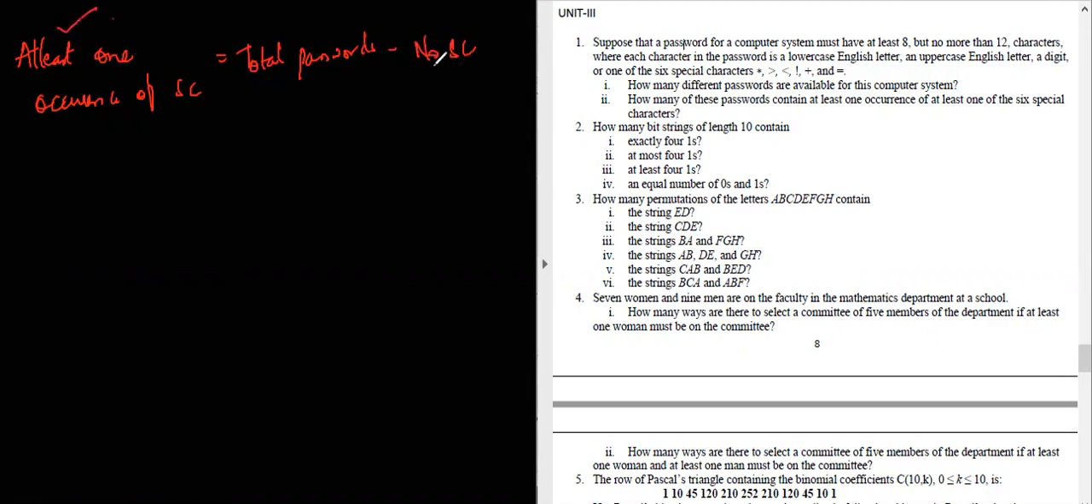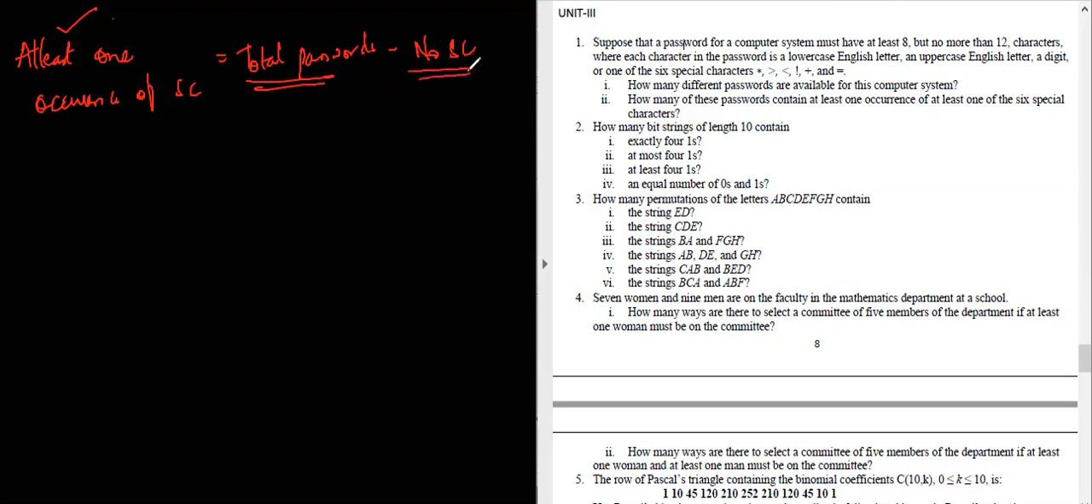If we remove the passwords with no special characters from the total passwords, we will get all the passwords which have a minimum of one special character, and maybe more than one also. So we know the total passwords we found. That was 68 power 8 plus 68 power 9 till 12.